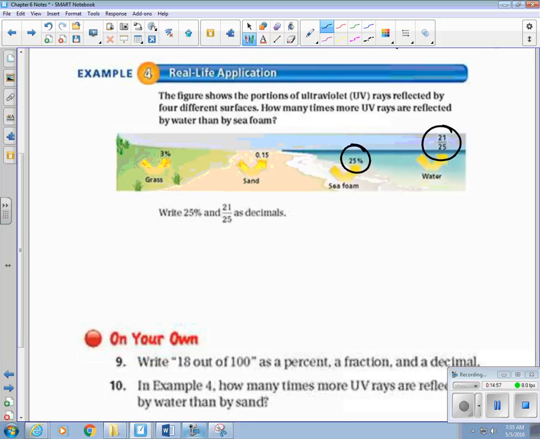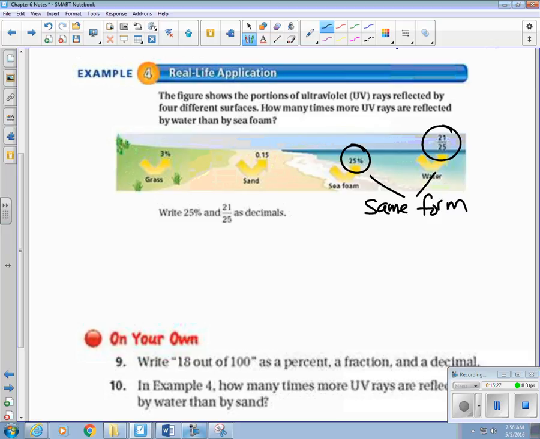All right, so sea foam reflects 25% of UV rays, ultraviolet rays. Water reflects 21/25 of the UV rays. So we're looking at a percent and a fraction. So what we need to do here is we have to write 25% and 21/25 as decimals. In order to be able to compare these two numbers, they have to have the same form. If they don't have the same form, it can be difficult to compare them.